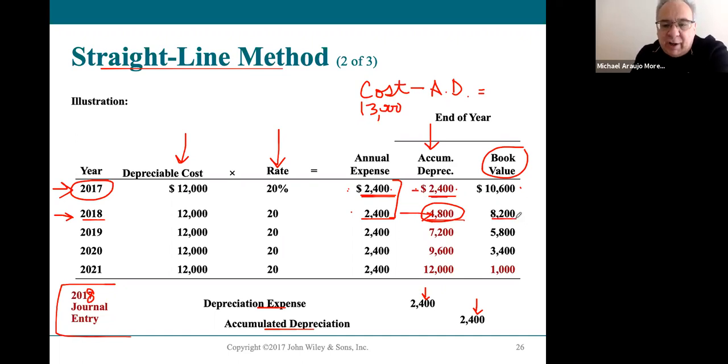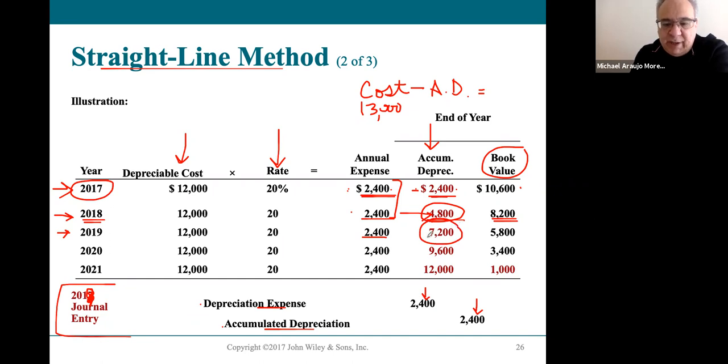The book value of the truck is the $13,000 minus the $4,800 you've already accumulated after 2 years. So the book value is $8,200 of this truck after 2018. Okay. Guess what happens in 2019? The same thing. At the end of 2019, this is a little bit messy here, you're going to do the same journal entry. Debit depreciation expense, credit accumulated depreciation for the 2,400. The expense gets closed out, but all of it is in your accumulated depreciation account.